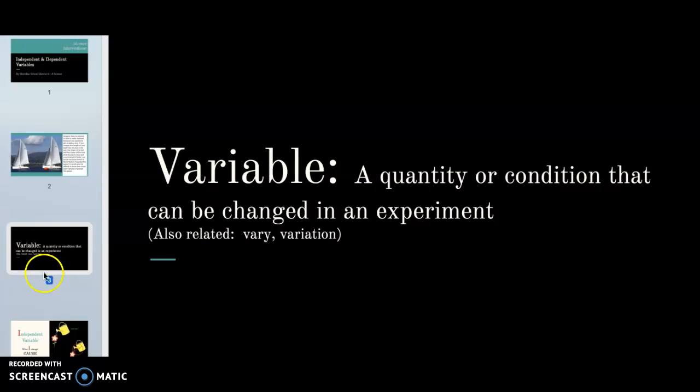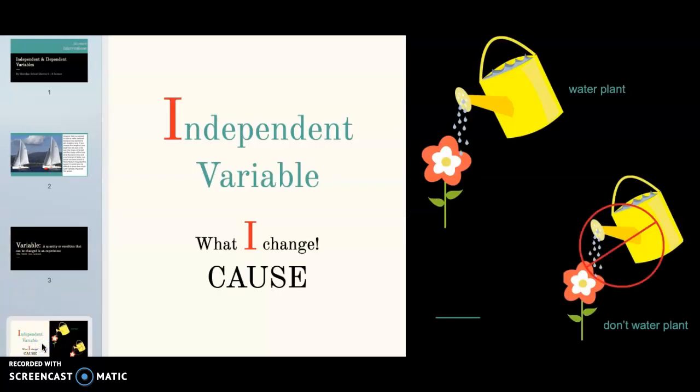Let's look at an example of independent variable. You see, it's what I change. It's the cause. It's the change I make. Manipulated change. It can be stated several different ways. Looking at this experiment, though, it seems as if the experimenter is changing or causing or choosing to water or not water. So we would say the independent variable is watering the plant.